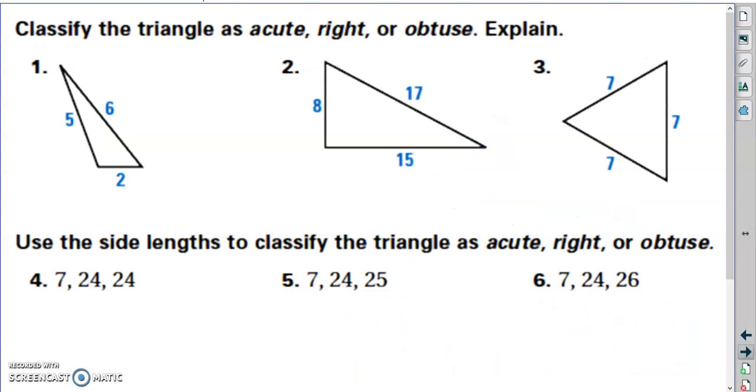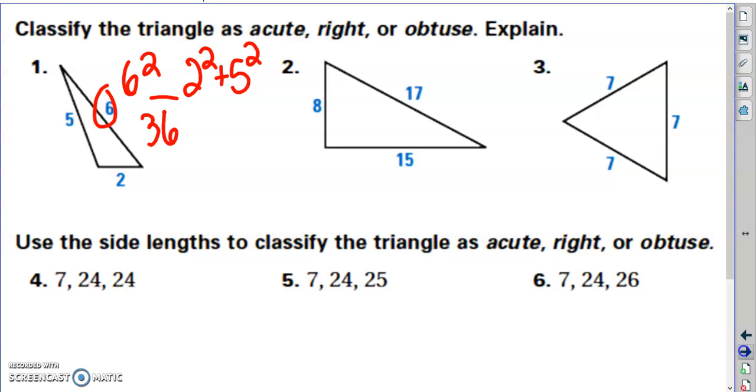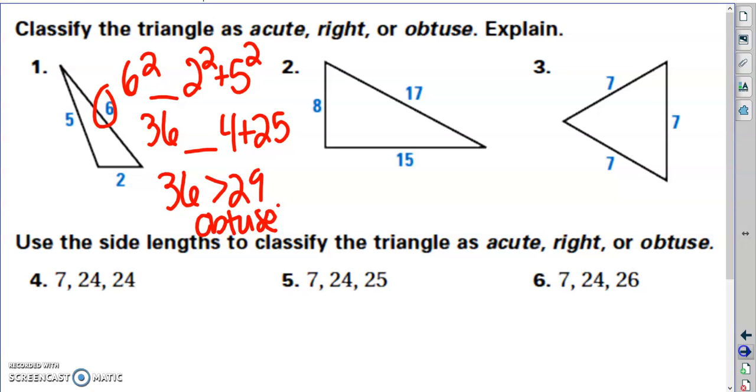These are your tries, so go ahead and pause this video, and then I am going to go through them. So once you unpause it, now I'm going to do these 6 problems just so that you can check your answers. So, longest side. 6 squared is what to 2 squared plus 5 squared? 36 is what to 4 plus 25? 36 is greater than 29, which makes this an obtuse triangle.